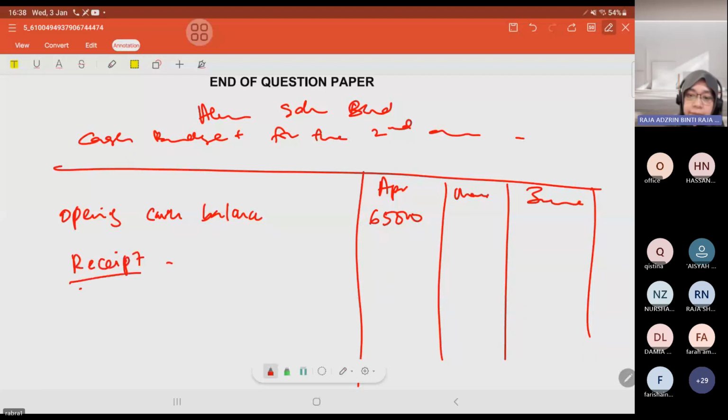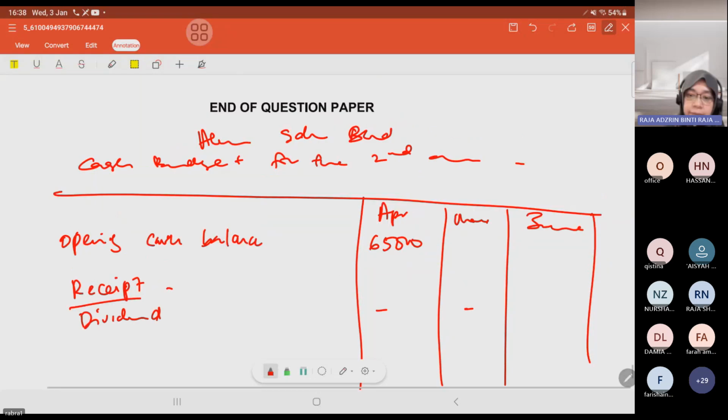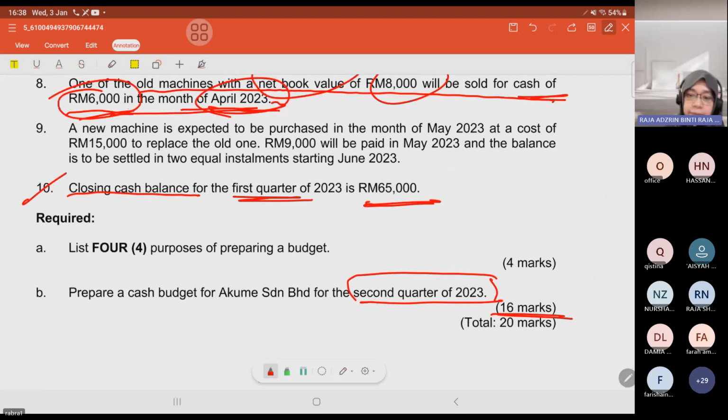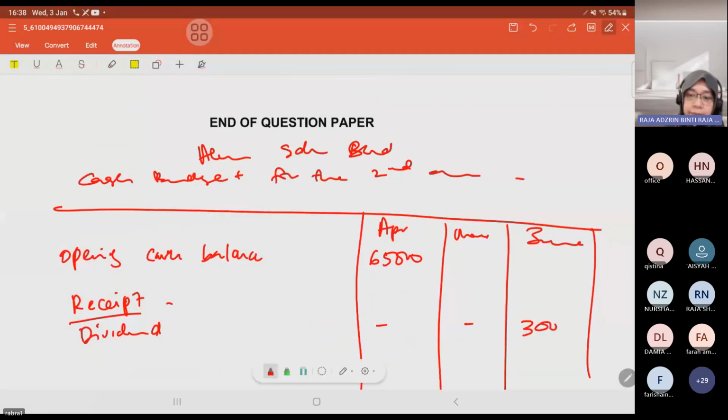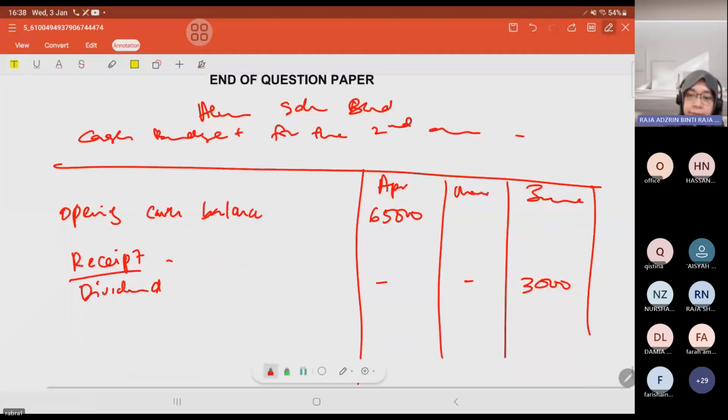So katakan tadi akan dapat dividen kan. So you will get dividend. Kat sini tak ada lah. Sini tak ada sebab you dapat dividen tadi at the end of June. Okay, so dividend April, May, June. Kat sini 3,000. Okay, next one.